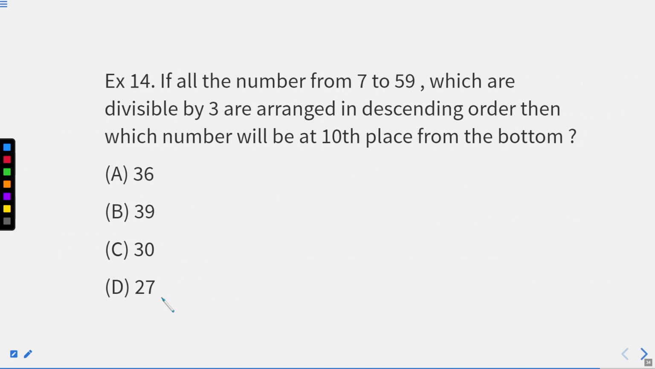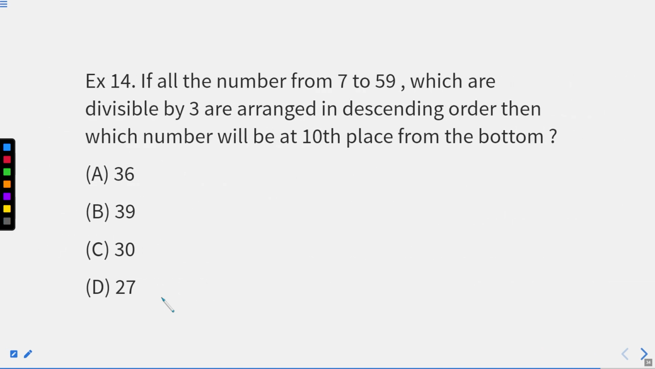Now we'll move to the next question, that is question number 14. Again a language question. Here you need to read the question properly and start answering as per the instructions. Now the question says, if all the numbers from 7 to 59, we are talking about the numbers from 7 to 59 now. As I mentioned, as soon as we get a number, we'll mark it down just for our ease, right? So from 7 to 59, which are divisible by 3? Again a number with a condition, divisible by 3.